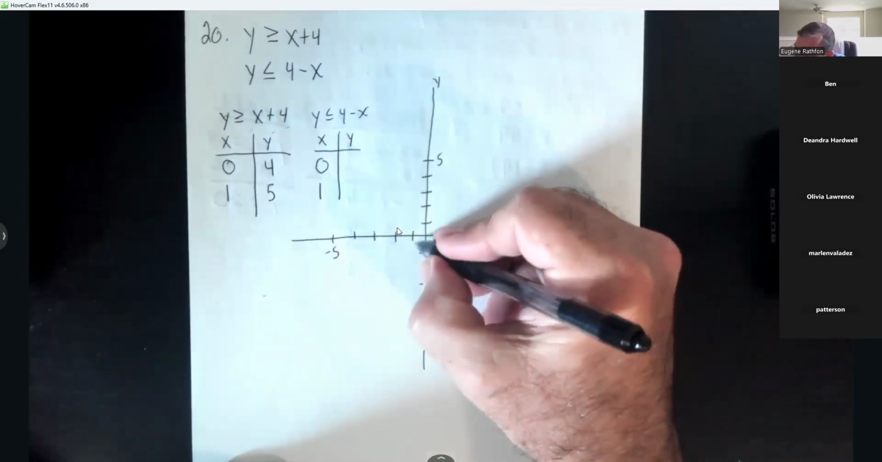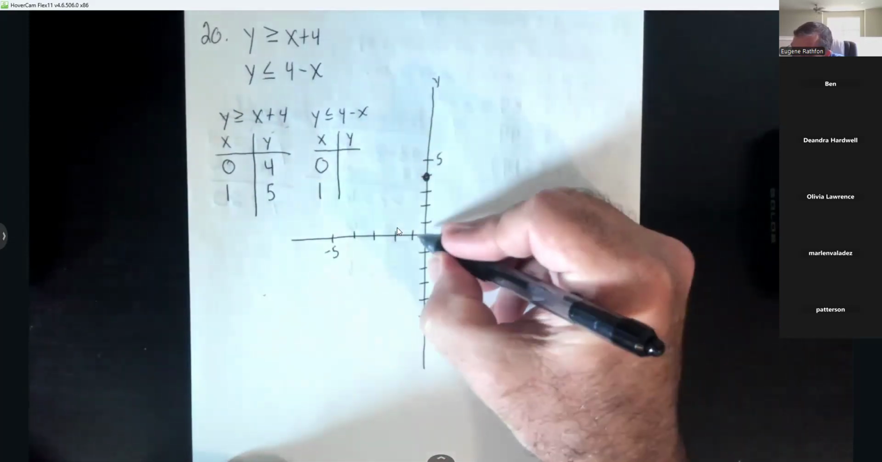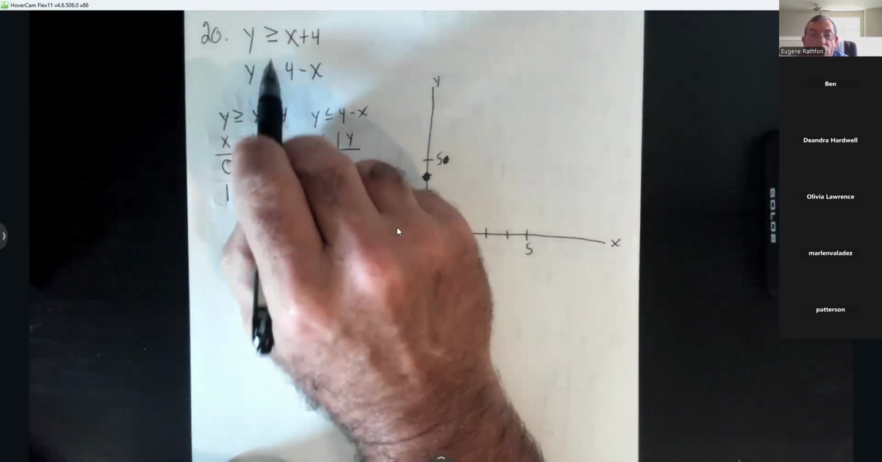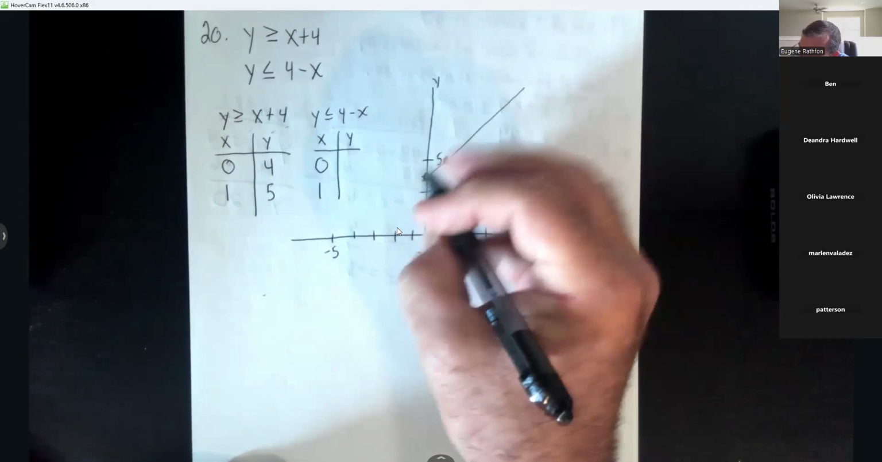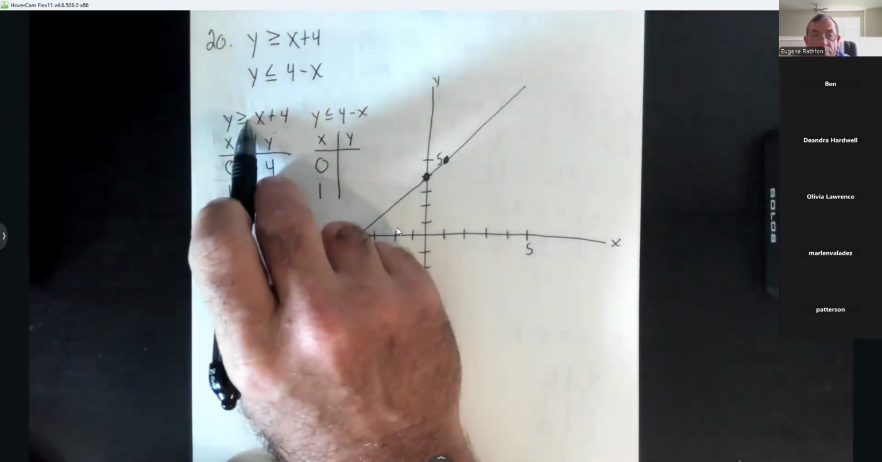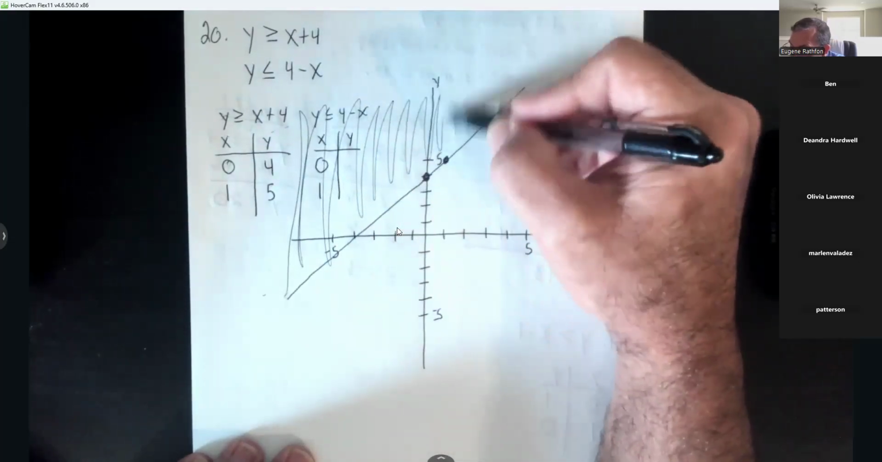All right, y'all. So 0, 4 is 0, up 4. 1, 5, right 1, up 5. Now these are all going to be solid lines because they got equals in them. And let's see, that one's greater than, so it's going to shade all this above the line.